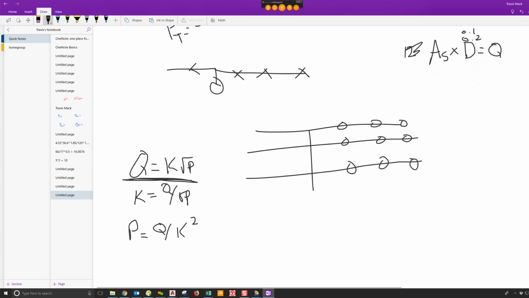Do you guys all understand just how to get your simple Q based on a sprinkler layout? We all good to move forward on that? Okay. Everyone's quiet, so I'll assume that's a yes.